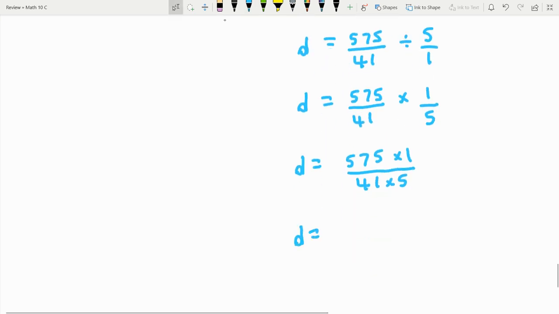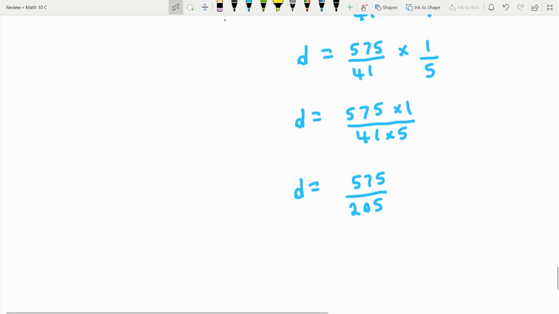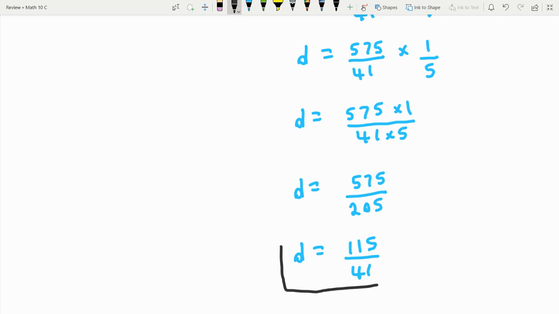And 575 times 1 should just get me 575. And 41 times 5 should get me 205. Now I want to reduce this down as well. So if I divide the top and the bottom by 5, I can reduce this fraction down to 115 divided by 41. And that would be my answer for D.